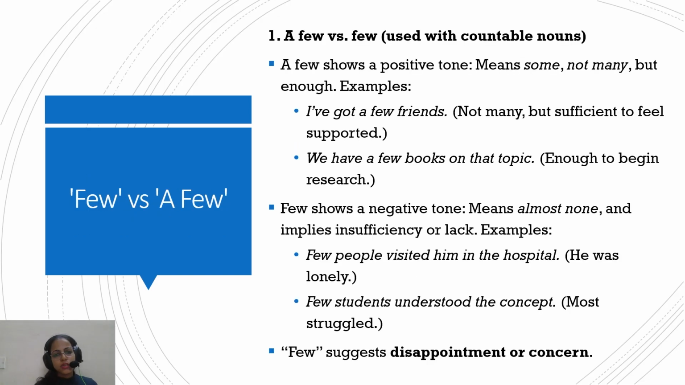Now there are some commonly confused quantifiers, so we'll see the difference between them because most of the questions are asked around this only. So a few and few. It is quite evident that they are used with countable nouns. A few shows a positive tone. It means some, not many, but enough. So I've got a few friends. I'm positively saying that I'm not lonely. There are not many, but a few are there, and it's enough for me.